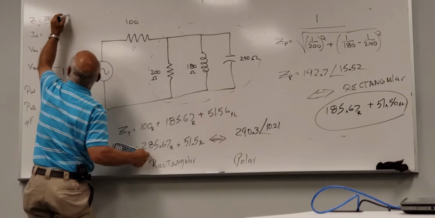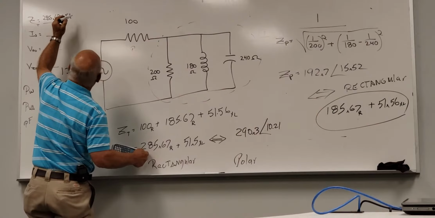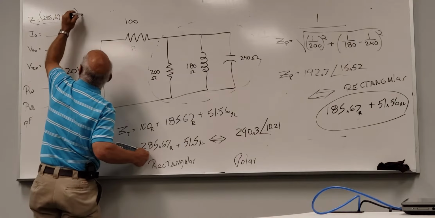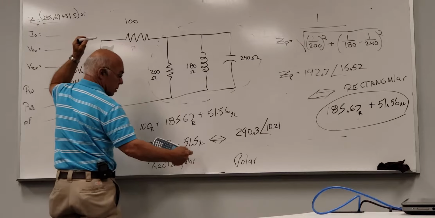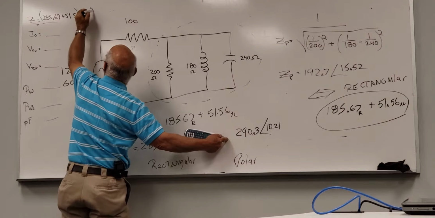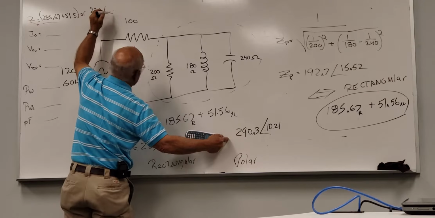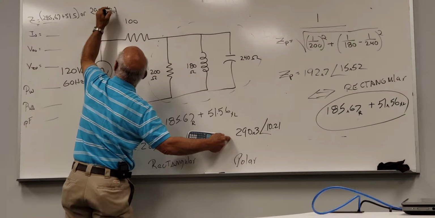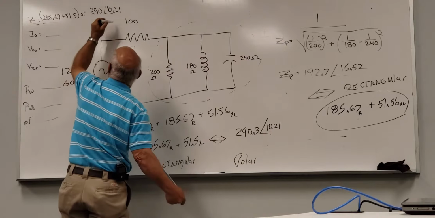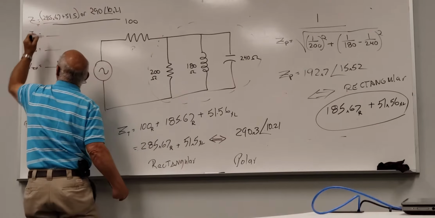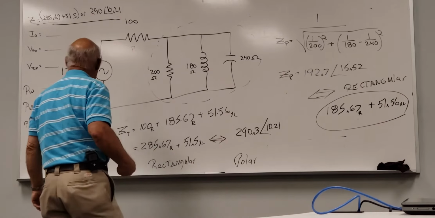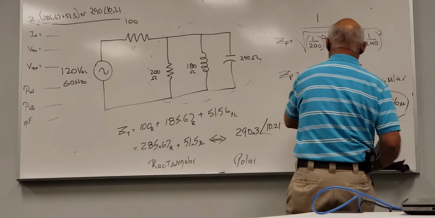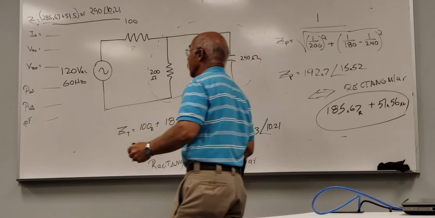plus 51.5. That's in rectangular, or in polar, it's 290 at an angle of 10.2. So those are two ways to express total impedance. Alright. We got the parallel impedance right here.